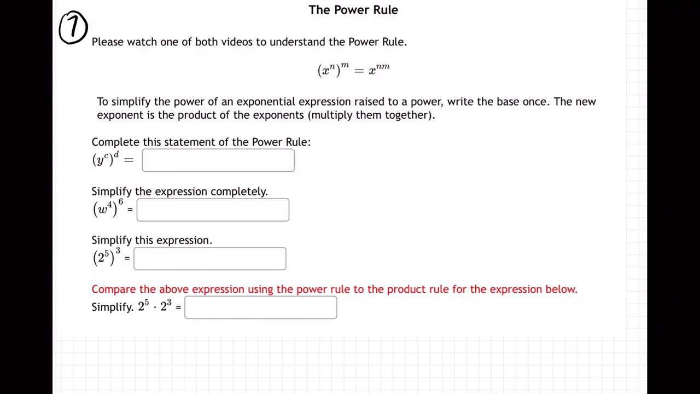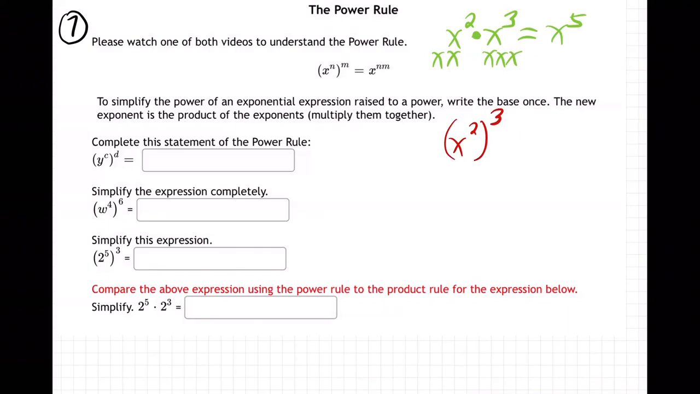What if we had x squared times x cubed? I think we've already talked about that. That means two x's, right? X squared means two x's, and x cubed means three x's. So altogether you have five x's.